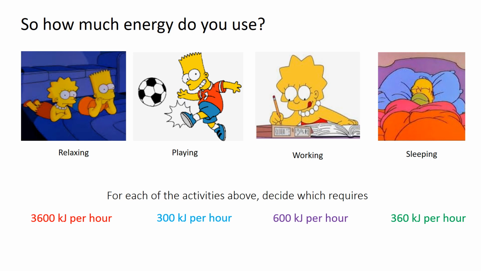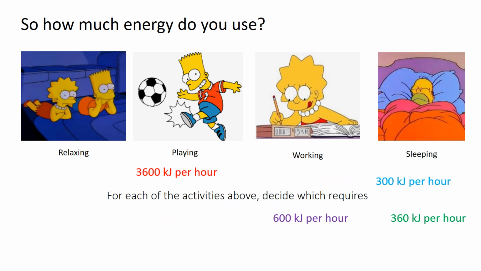Okay, let's go through the answers. So playing football uses 3,600 kilojoules per hour. Oh, what's going to be next, guys? I can't remember the order that I did it in. Here we go. So 300 kilojoules per hour for sleeping.